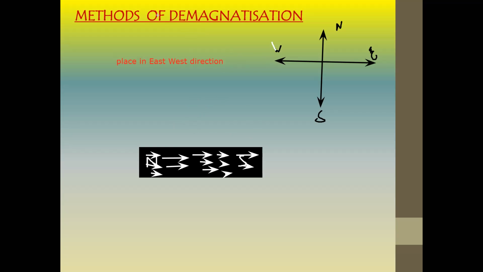So if I want the domains to be random, I can hammer it. When I hammer, basically I'm deforming it and disturbing the arrangement of the atoms. So it will disturb the alignment of the domains and the material will be demagnetized. This is one way of demagnetizing a material. The second method is by heating it. I can also heat.